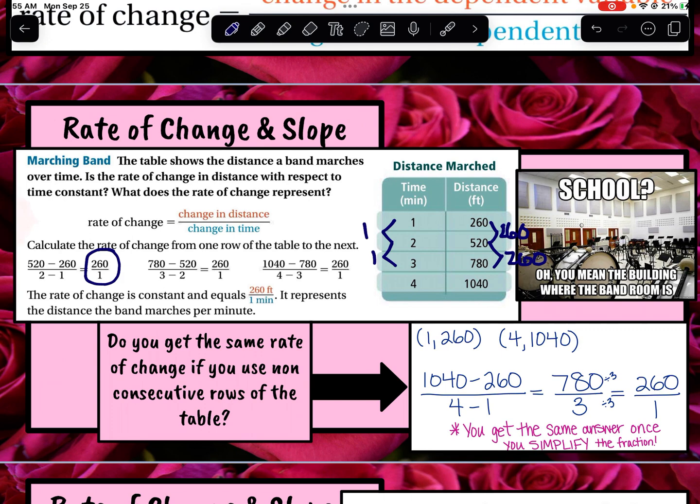And the big question here is, do you get the same rate of change if you use rows in the table that are not right next to each other, that are not consecutive? And the answer is yes. You get the same answer, but it's hiding because you are going to have to simplify your fraction first. Okay?